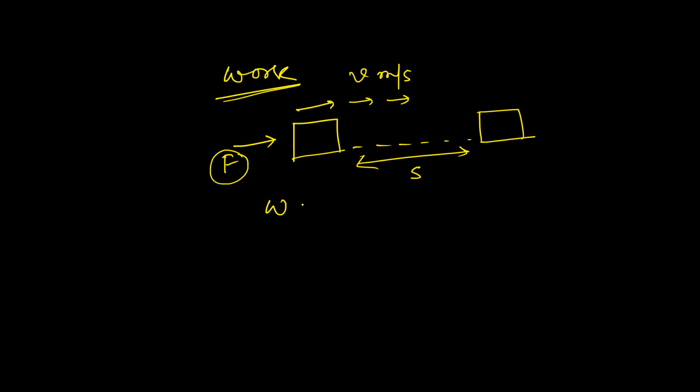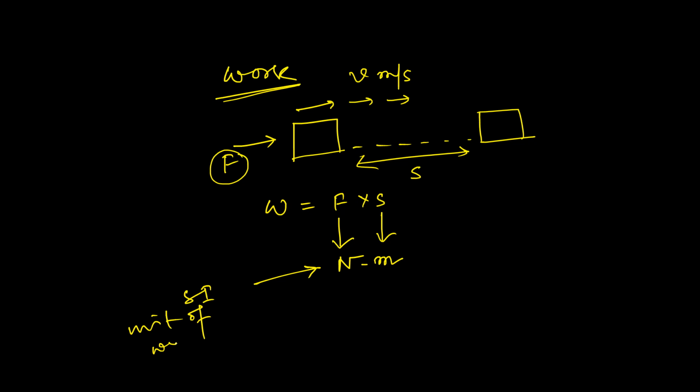So what is the work done? That is equal to the applied force multiplied by the displacement. So work done is expressed mathematically as a product of force and displacement. It should have some unit also. The SI unit of force is Newton, and the SI unit of displacement is meter. So the SI unit of work done is Newton meter.